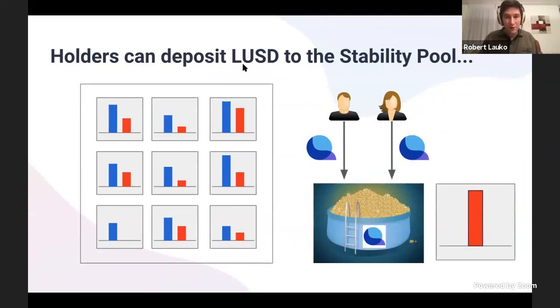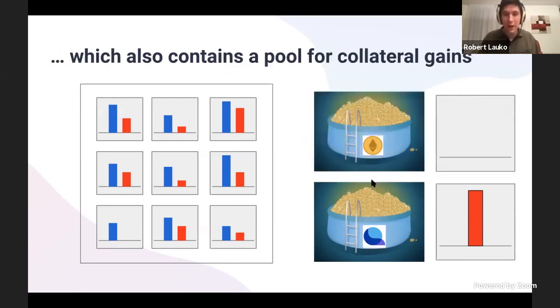So LUSD, this is the name of our stablecoin. It's obviously pegged to the US dollar. Now, every holder of this LUSD token can deposit it to what we call a stability pool. So at any time, any holder can do that. So this pool will fill up over time. And then there is also another pool which collects Ether tokens from liquidated positions. But at the beginning, it will just start empty.